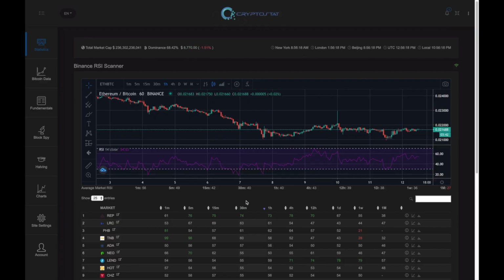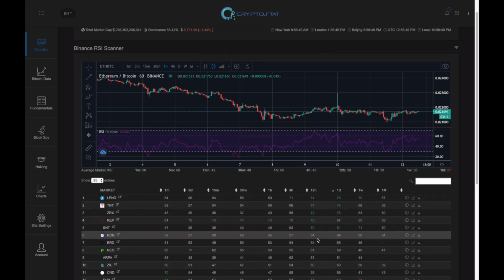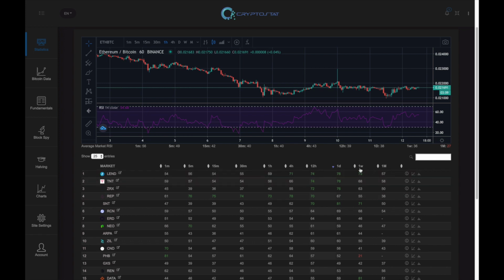The RSI scanner on Cryptostat is currently stating that we are overbought in the 12 hourly. We are pretty much close to being overbought on the daily. The weekly is kind of getting close there and creeping up. And the monthly is slightly just running right now. So we have the neutral grays, the green overboughts, and then we also have a red zone. So let's have a look and we can find some red ones here.